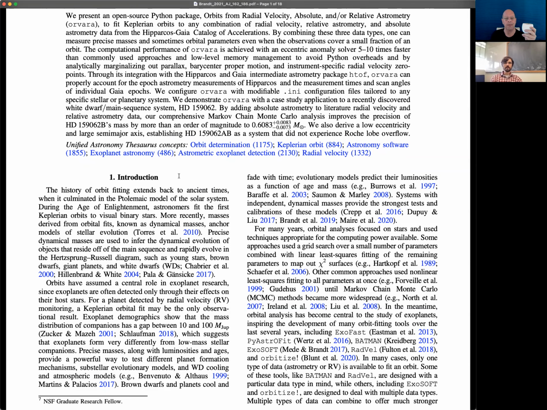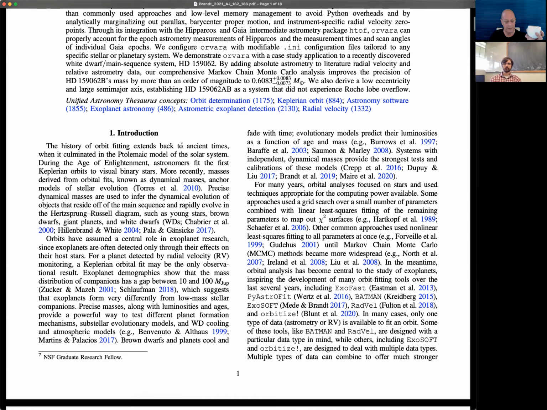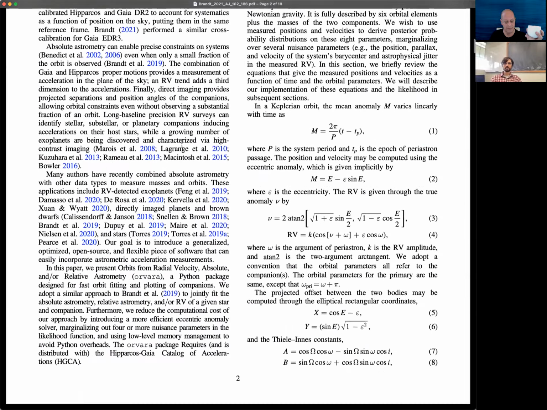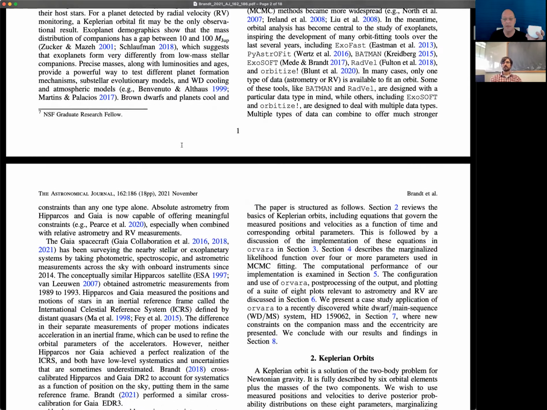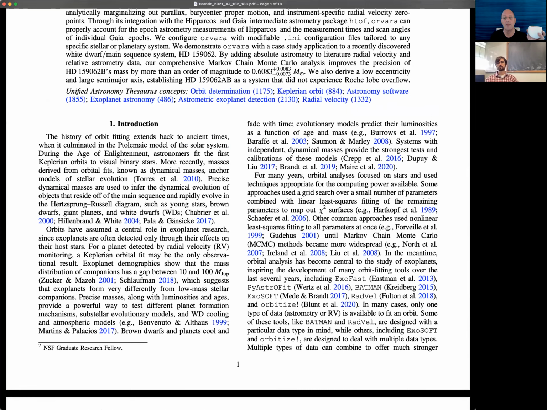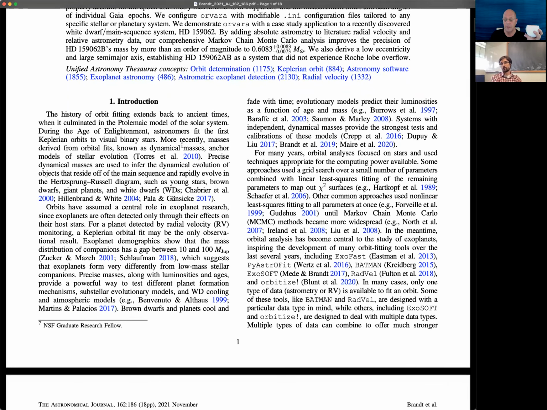Awesome. There is a GitHub page for this software, so anyone who wants to is certainly welcome to download it. It comes packaged with the absolute astrometry data that is cross-calibrated in the Hipparcos Gaia catalog of accelerations. So everything's packaged together there with some example files. And our hope is that this is something that many people can use. Nice. So the paper is going to be a description of this piece of software. And we will put a link to the GitHub page in the description below the video here.